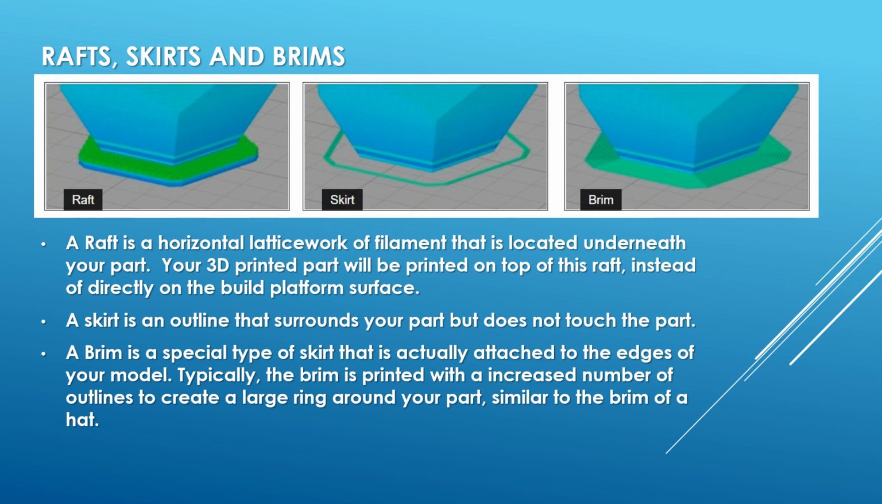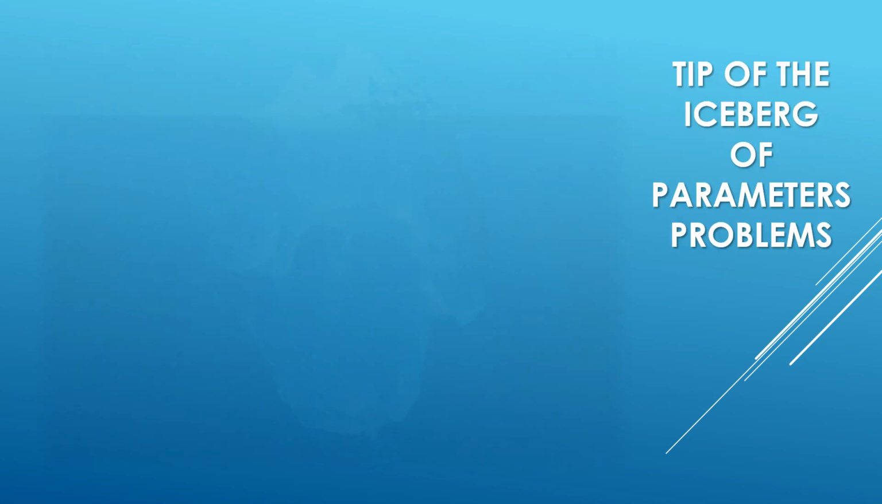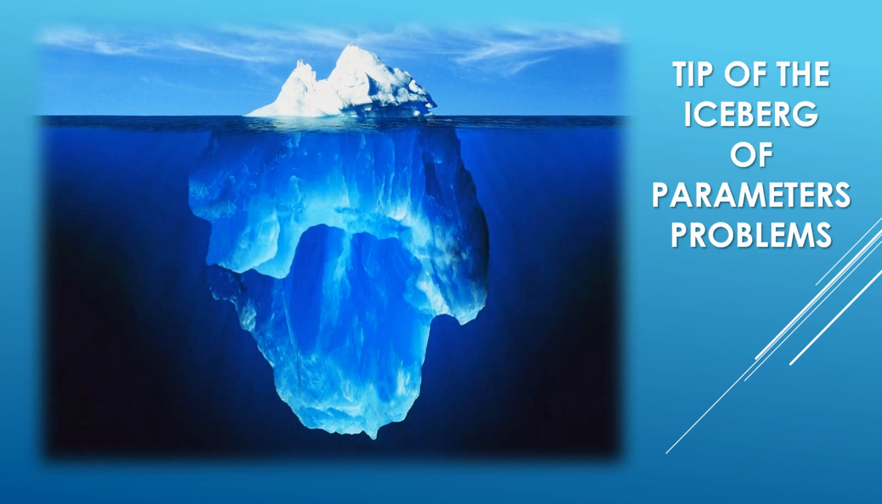A skirt is an outline that surrounds your part but does not touch the part. A brim is a special type of skirt that is actually attached to the edges of your model. Typically, the brim is printed with an increased number of outlines to create a large ring around your part, similar to the brim of a hat. All these parameters are just the tip of the iceberg.